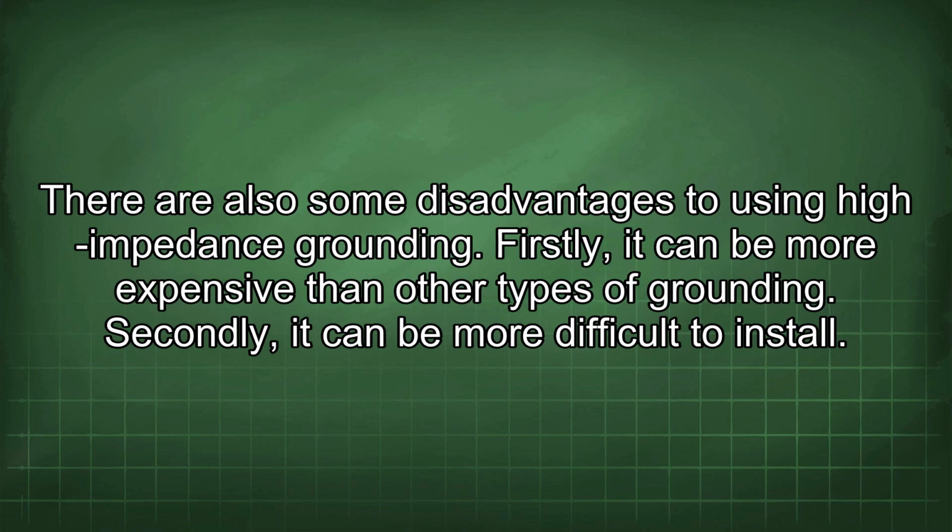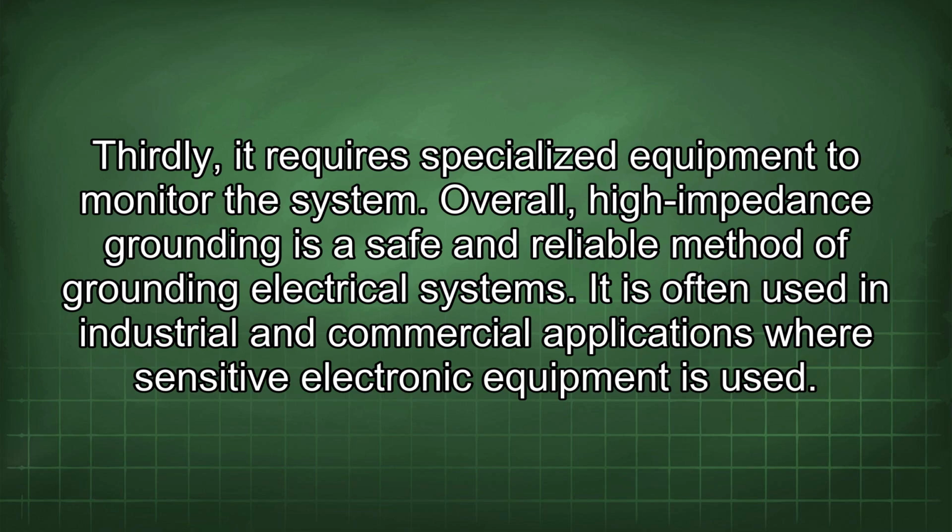There are also some disadvantages to using high-impedance grounding. Firstly, it can be more expensive than other types of grounding. Secondly, it can be more difficult to install. Thirdly, it requires specialized equipment to monitor the system. Overall, high-impedance grounding is a safe and reliable method of grounding electrical systems. It is often used in industrial and commercial applications where sensitive electronic equipment is used.